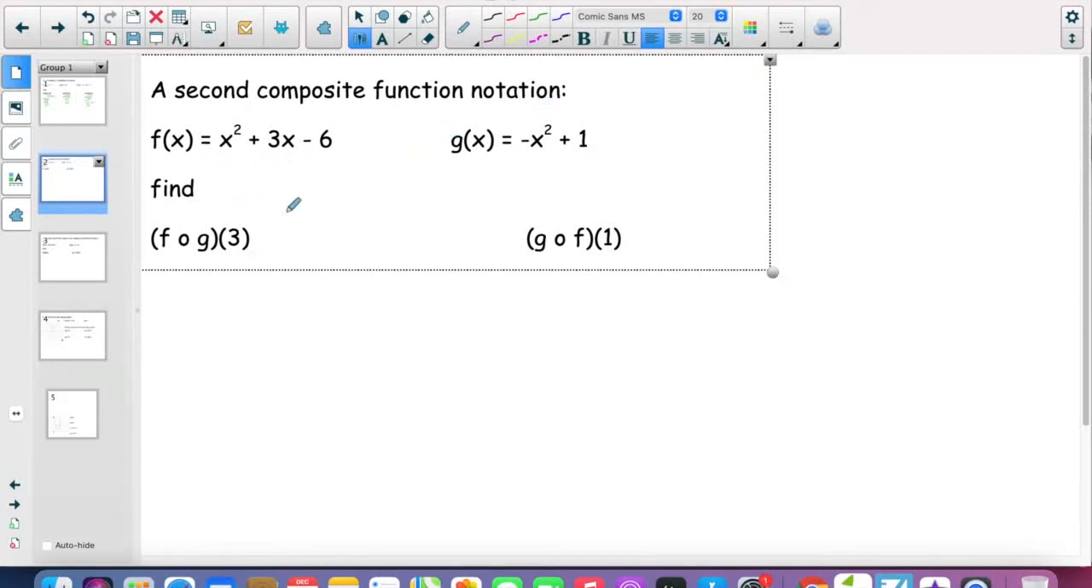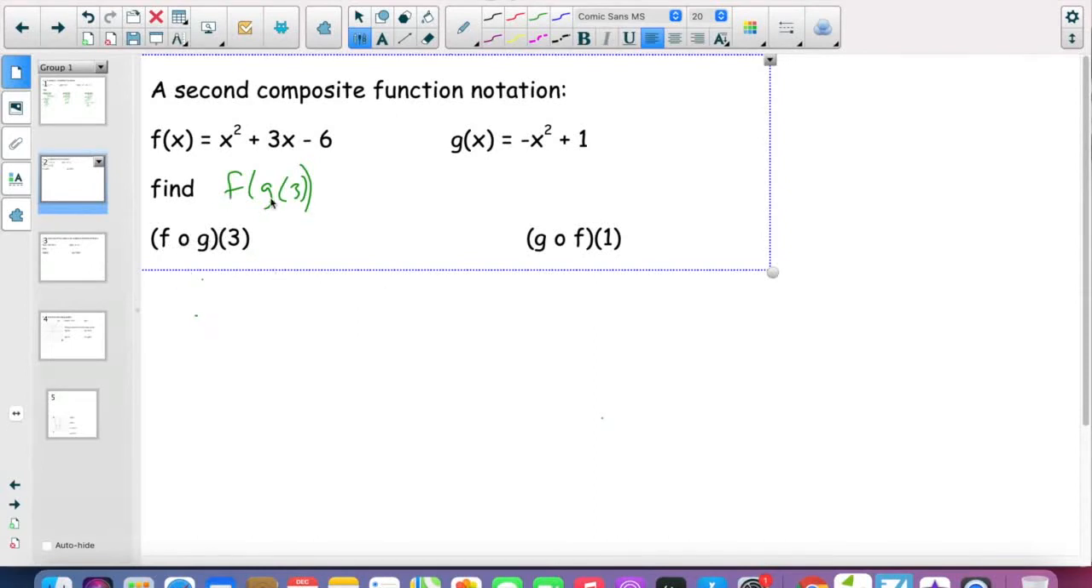In the second screen, they're asking us to find composite functions, and this time they're using a different notation for composite functions. They've given us an f function and a g function, but instead of asking us to find f of g of 3 written this way, they've written it a little differently. This means the same thing. This is also f of g of 3.